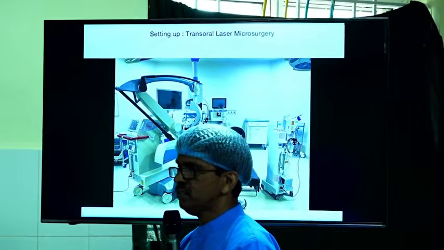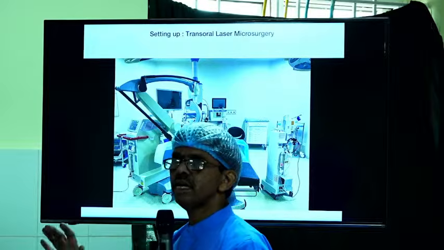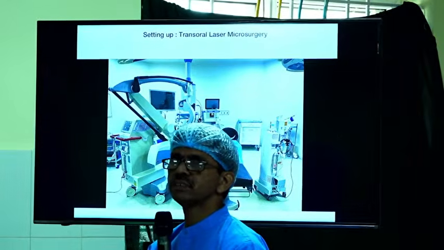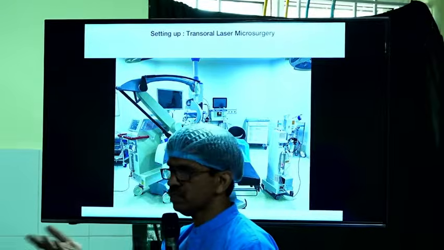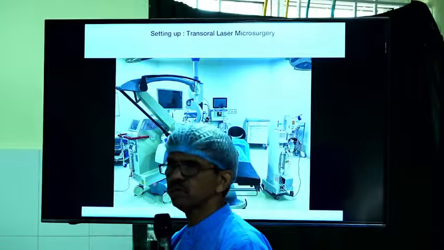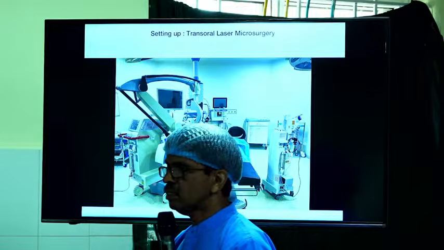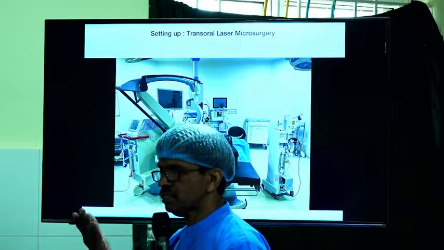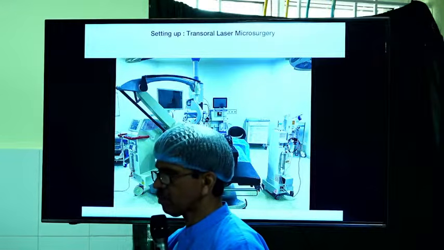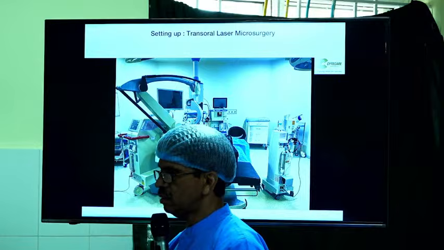And this is the setup. Of course, the laser machine is usually ideally on the left side, though it is always the surgeon's preference or choice, and the microscope is on the right side, ideally at the back of the head and table.